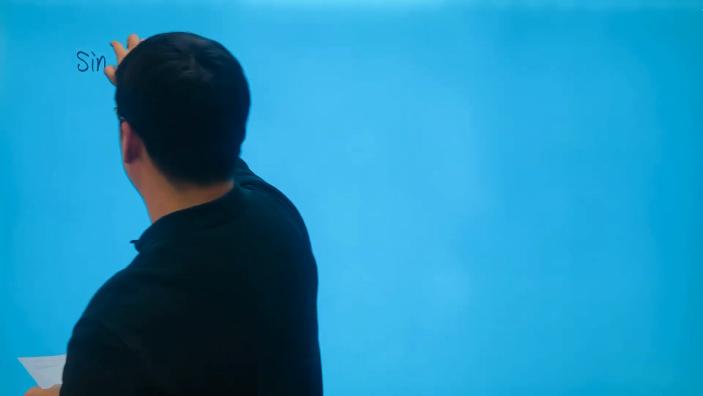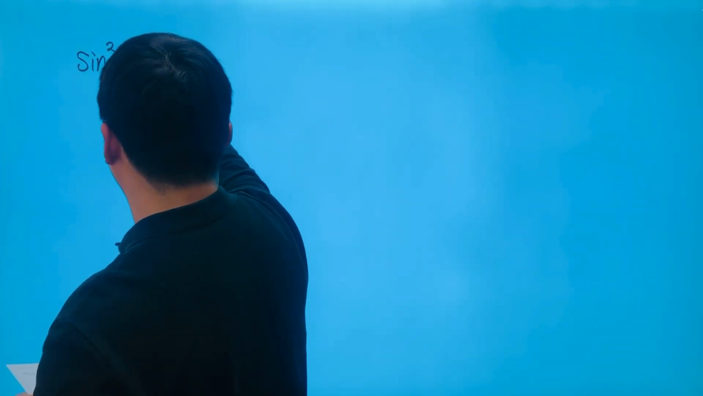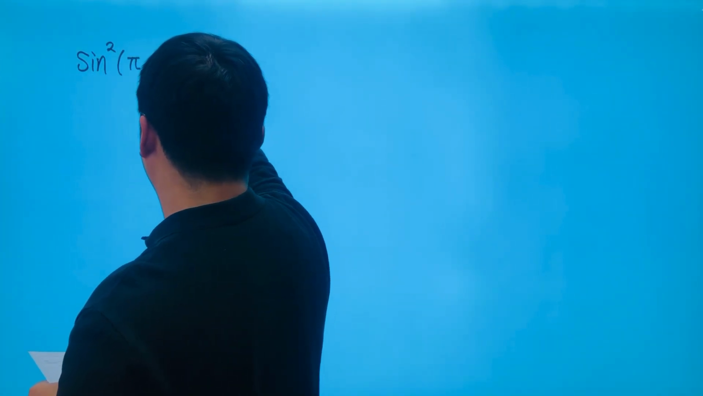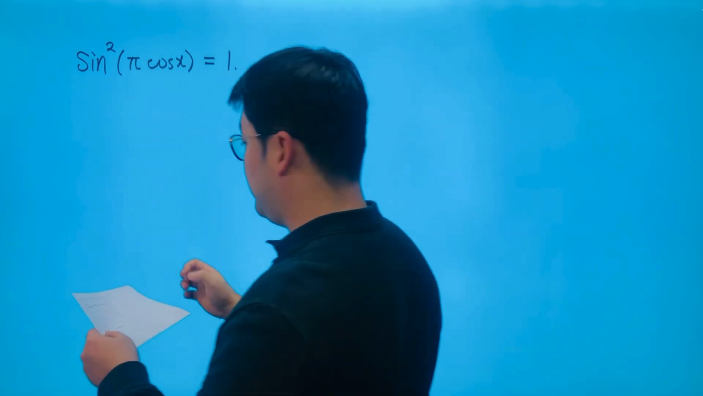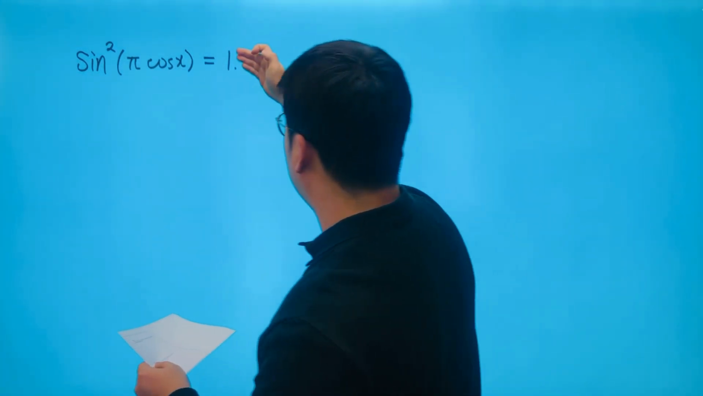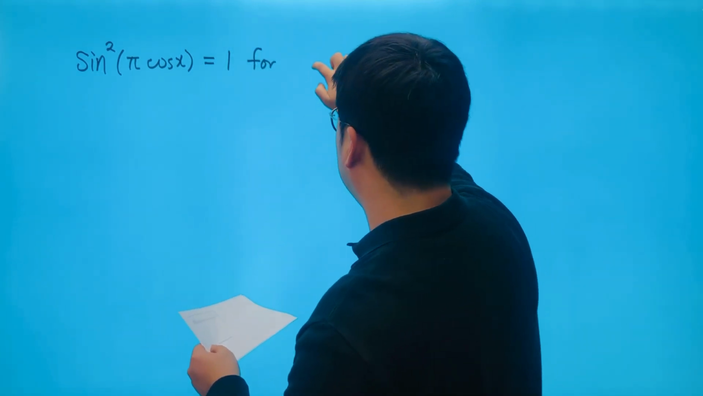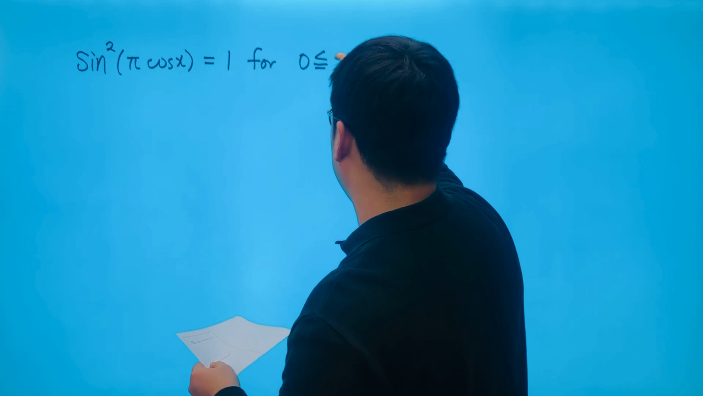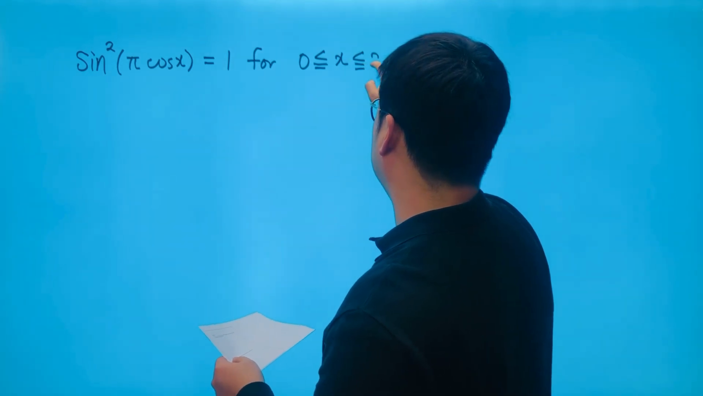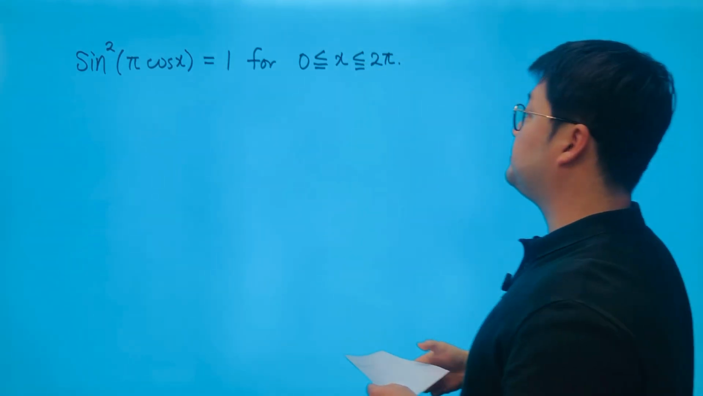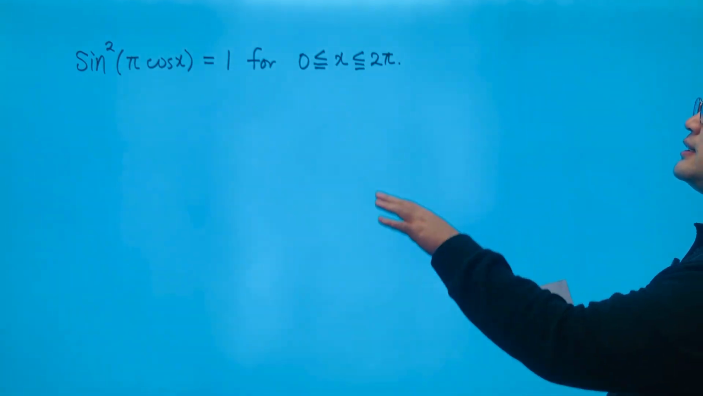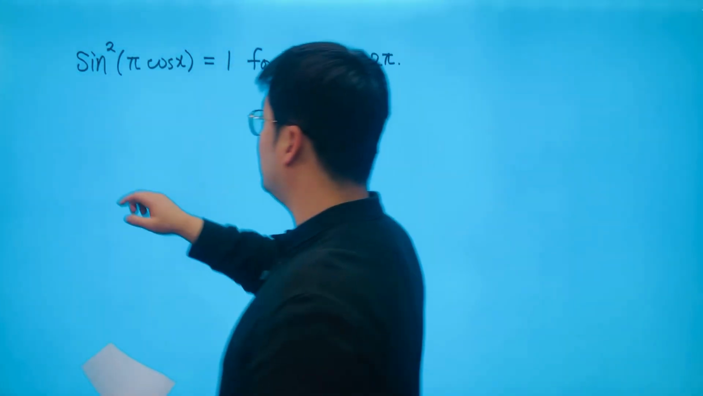So here we go, problem 59. We have sine squared of pi cosine x, and that will be 1. We are given certain values: x goes from 0 to 2 pi. So we have sine squared given in that particular form.